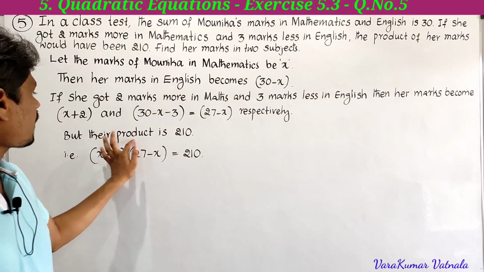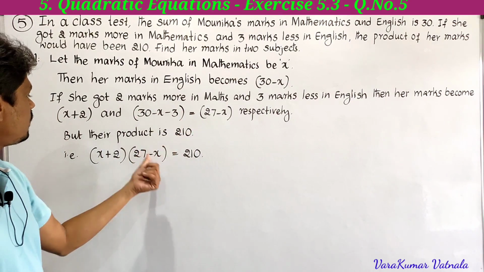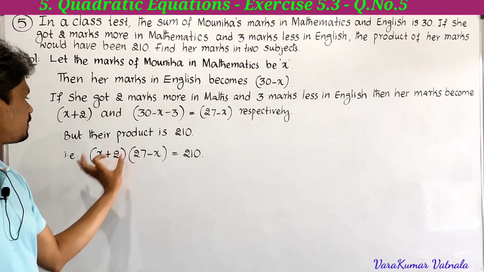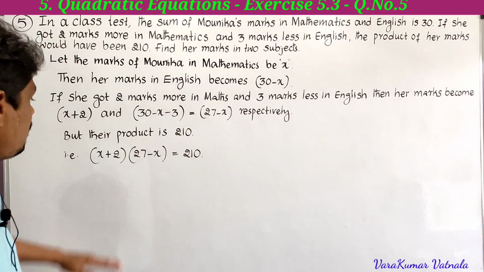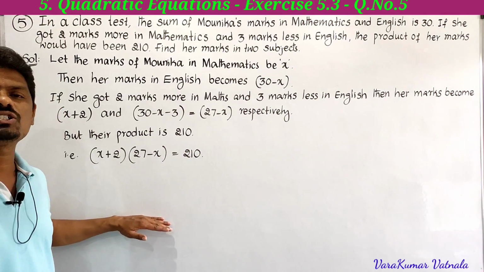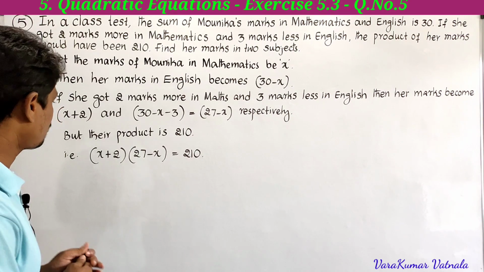Therefore, their product is 210. So the product of these two is equal to 210, that is (x + 2)(27 - x) = 210. By simplifying this equation, we can get the equation in quadratic form. So see here what we get.